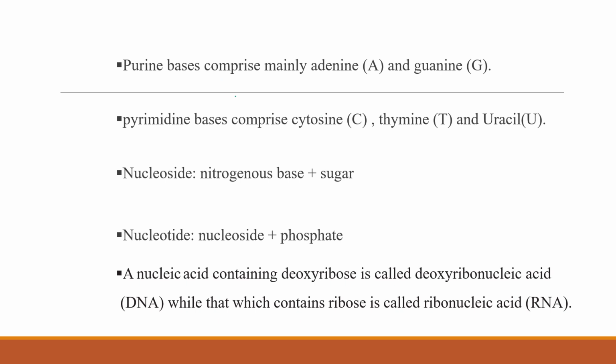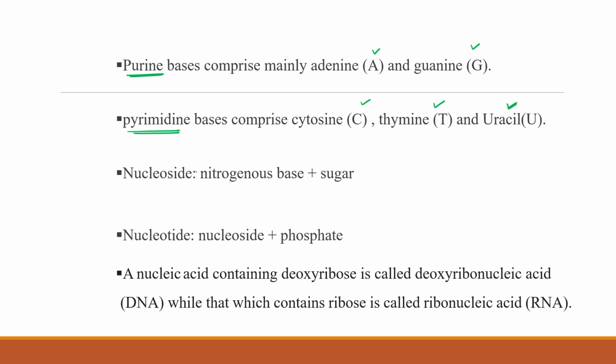If you discuss the different types of nitrogen bases, then we can categorize bases into 2 different categories: purine and pyrimidine. Purine bases comprise mainly adenine and guanine, both are double ring structures, right? And pyrimidines, cytosine, thymine and uracil, these are single ring structures. Okay, in RNA, in place of thymine, uracil is there.